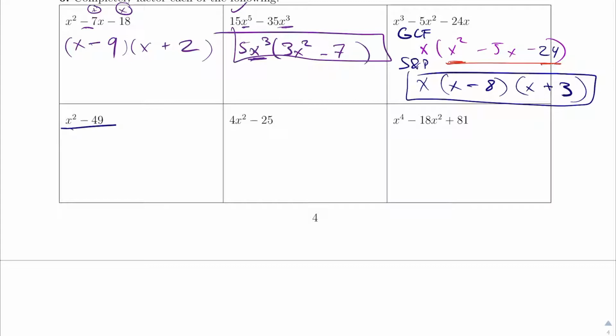For the next one, maybe it's a GCF, but x squared and 49 have nothing in common. It's clearly not a sum and product because it only has 2 terms, and we would need 3 for it to be sum and product. Grouping would need 4 terms, so it's not grouping.